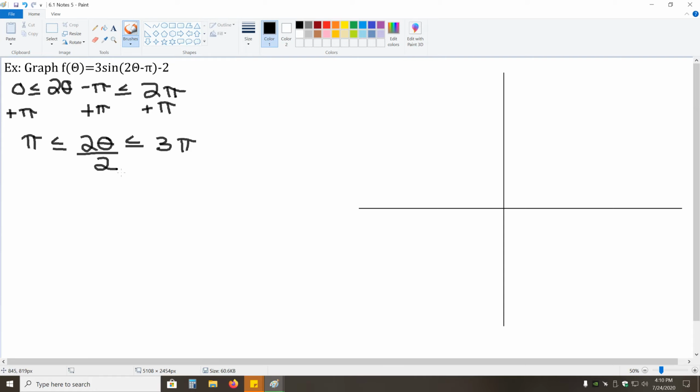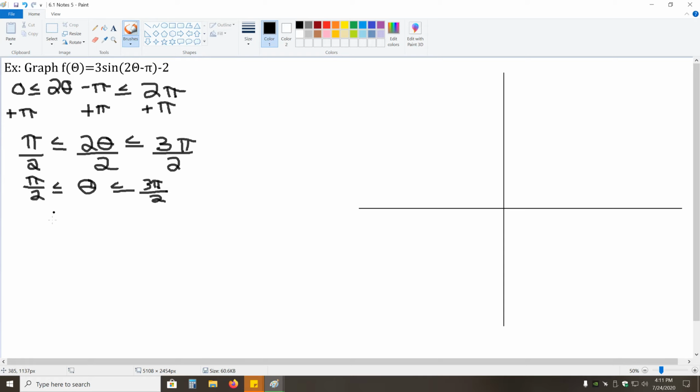And then dividing everything by 2, we get pi over 2 is less than or equal to theta, which is less than or equal to 3 pi over 2. This is the new period of our graph. From pi over 2 to 3 pi over 2, we get the original graph of sine.